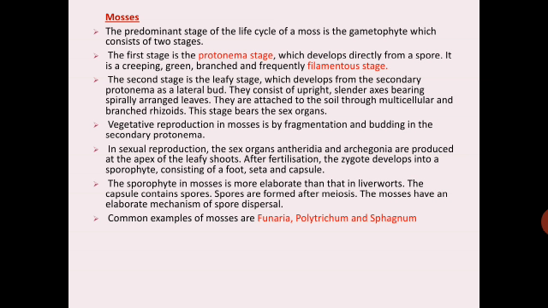Remember, two stages are present here, the protonema stage and the filamentous stage, where the second stage is leafy, which develops from the secondary protonema as a lateral bud. Leaves are spirally arranged and the plant body is attached to the substratum by means of rhizoids. Vegetative reproduction is by fragmentation and budding in the secondary protonema, whereas during sexual reproduction, the sex organs antheridia and archegonia are produced. After fertilization, the zygote develops into a sporophyte consisting of foot, seta and capsule. The capsule contains spores, which are formed after meiosis, and the mosses have an elaborate mechanism of spore dispersal. So that was about the classification of bryophytes divided into liverworts and mosses.